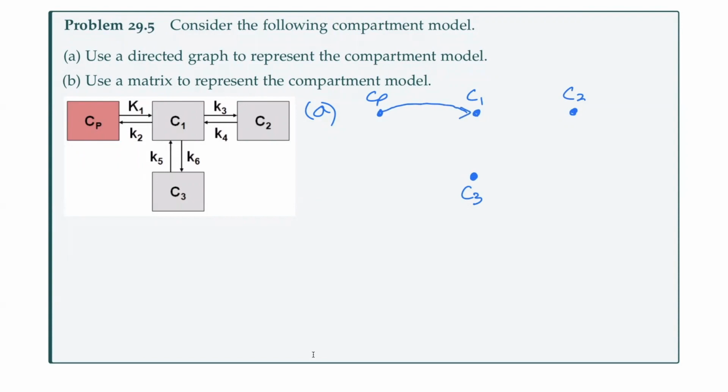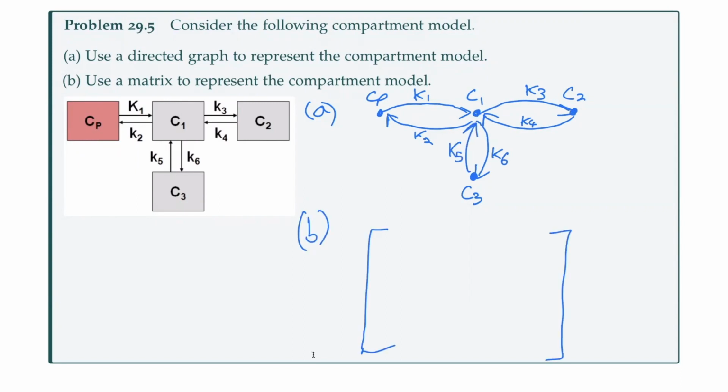So from CP to C1, we have K1. From C1 to CP, we have K2. C1 to C2, K3. C2 to C1, K4. C1 to C3 is at K6. And C3 to C1 is at K5. As before, we can encode this information in a matrix.